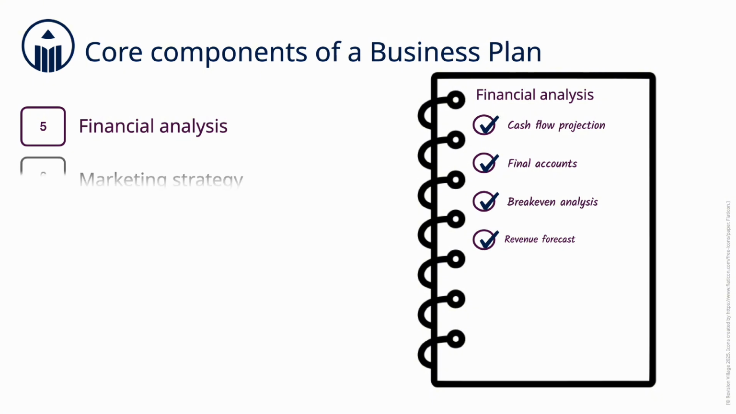The next component of the business plan is the marketing strategy. This explains how a business will attract and retain customers. The heart of this section is the marketing mix, often referred to as the 7 Ps. The product section will describe what is being offered. It will explain the features, benefits, and how it meets the needs of the target market. It will highlight any unique aspects or innovations that set the product or service apart from its competitors.